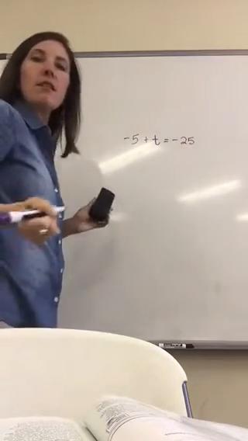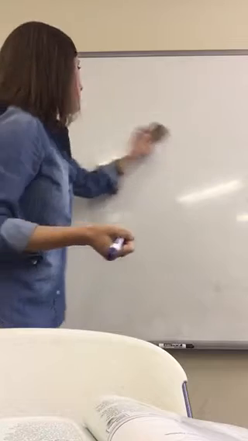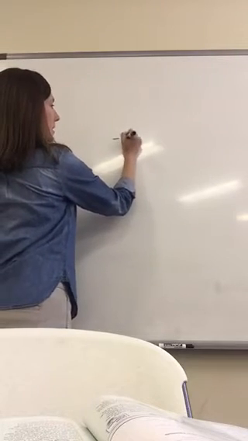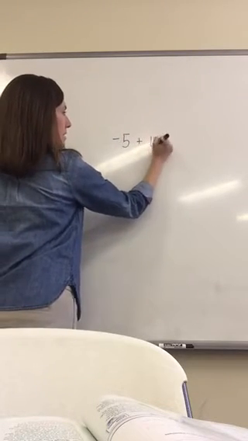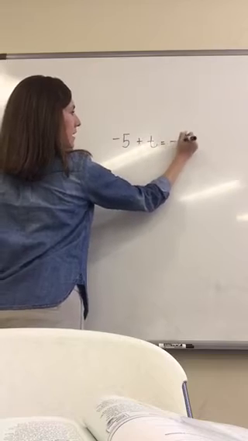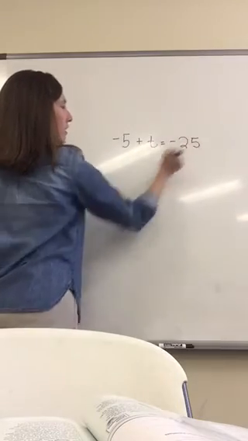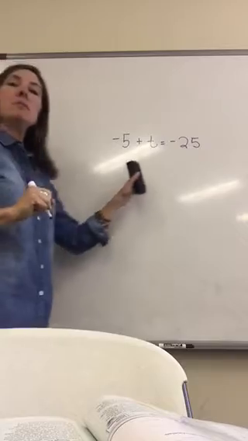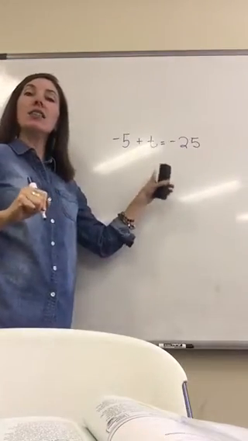Let me make sure you can see all of that. You know what, let me do bigger for you guys. Negative 5 plus t equals negative 25. Hopefully that'll help. Okay, our job is to get t alone.